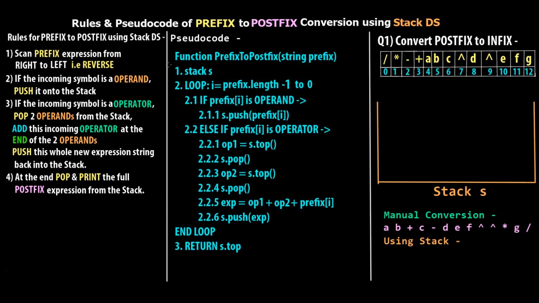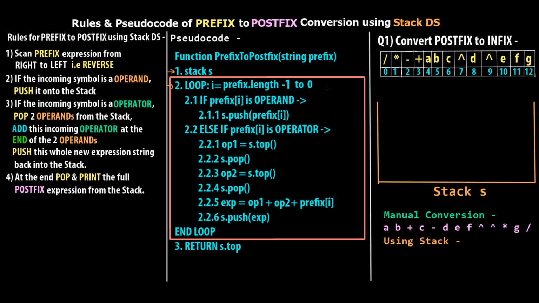Okay, so let's start off with the first instruction in the pseudocode. We create a stack. Let's assume this is the stack, this entire bucket. Step number 2, we have to loop from I equals prefix length minus 1. What is the length of this prefix string? It is 13. 13 minus 1 is 12. We will go from 12 to 0. So initially index position I is going to be equal to 12. Let's keep track of index position I over here.